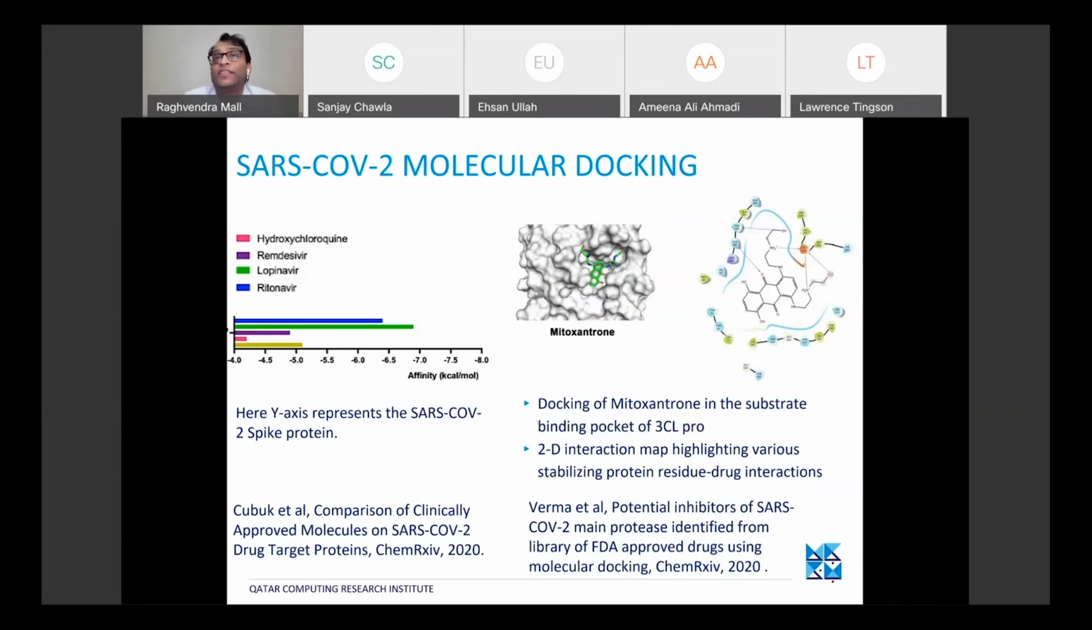What is also interesting is that some of these drugs, like mitoxantrone, which is an antibiotic and is also in our list for 3CL Pro, has a high binding affinity for the 3CL Pro. It's published in the literature, and here we also showcase the different protein amino acids with which it interacts for the 3CL Pro.